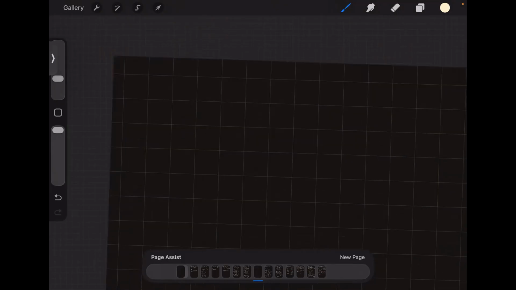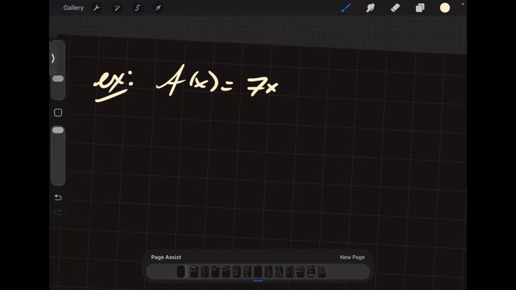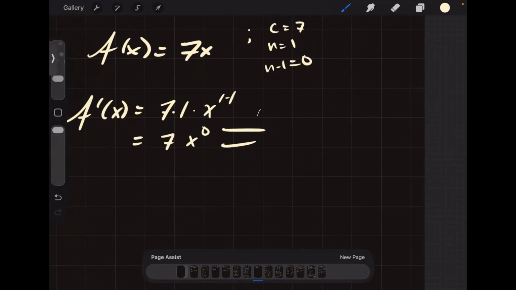But Amanda, what if... I'm running out of what ifs. Oh, f of x is equal to 7x. Okay, this one's a little fun, right? c is equal to 7, n is equal to 1, n minus 1 is equal to 0. f prime of x is equal to 7 times 1 times x to the 1 minus 1, right? Which is 7x to the 0, which is not equal to 0.